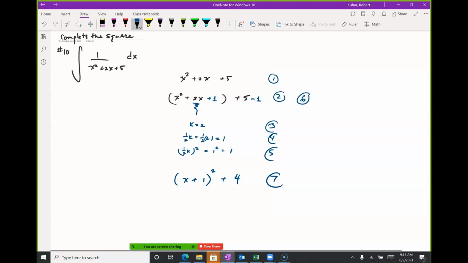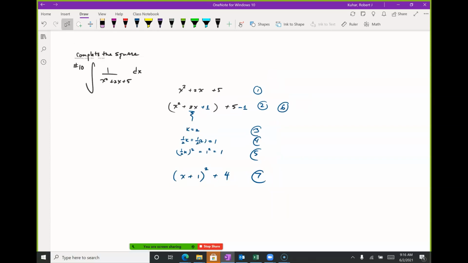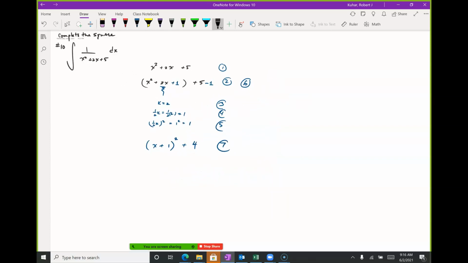How are we doing there? So now I have the integral of 1 over x plus 1 quantity squared plus 4 dx. And it's starting to look like an arctan. You agree? So I see something squared plus something, right? I want it to be something squared plus 1. Okay? I want it to be something squared plus 1. So I gotta do something with that 4.